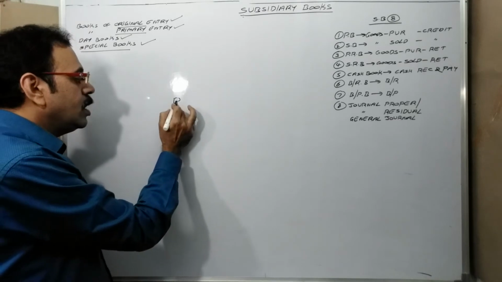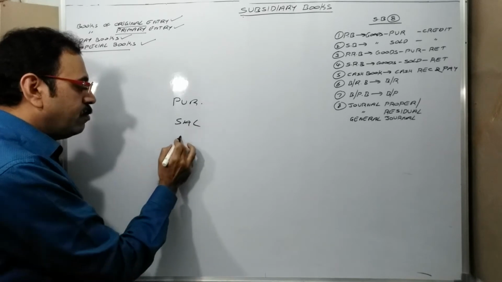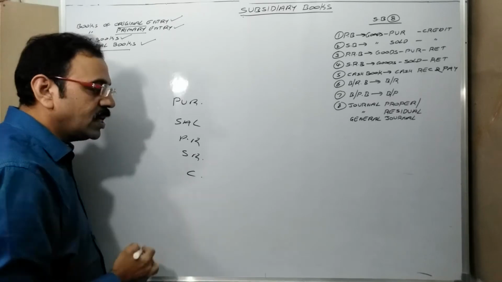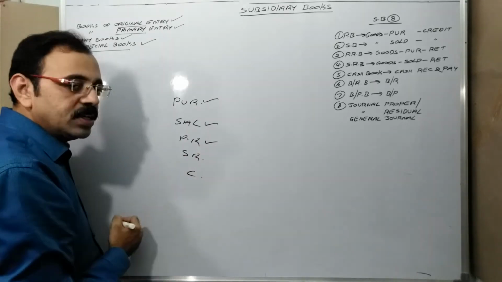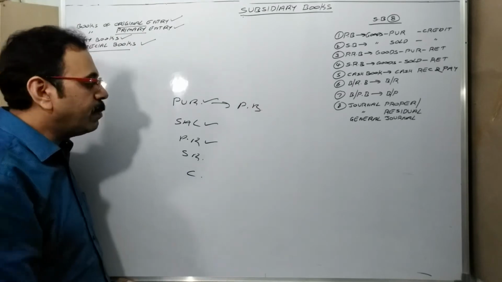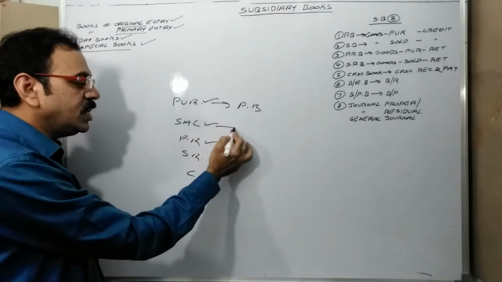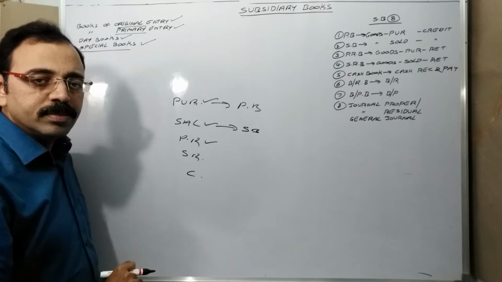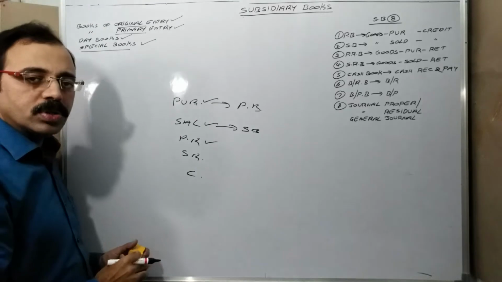For example, purchases transactions, sales transactions, purchase returns transactions, sales returns transactions, cash transactions, like that. For each type of transaction, a special book will be prepared. For purchase transactions, we maintain a purchase book. For sales transactions, we maintain a sales book. Since special books are maintained for each type of transaction, these books are also known as special books.